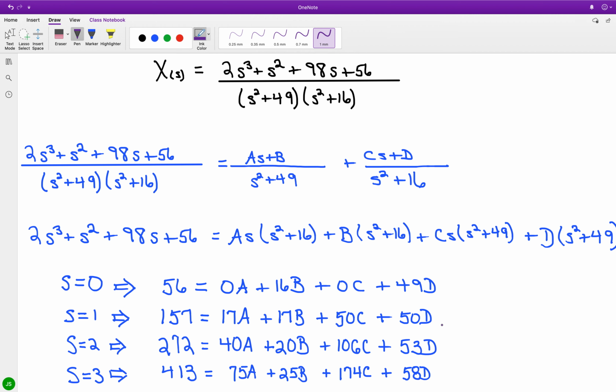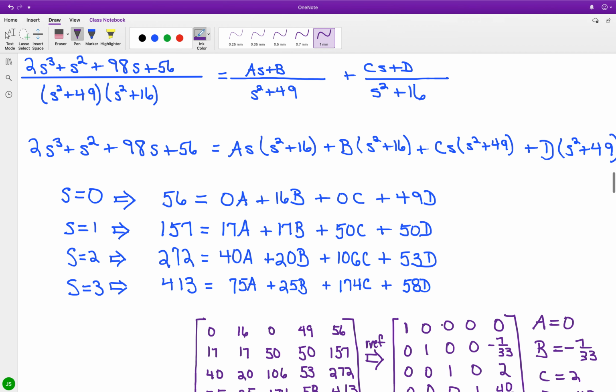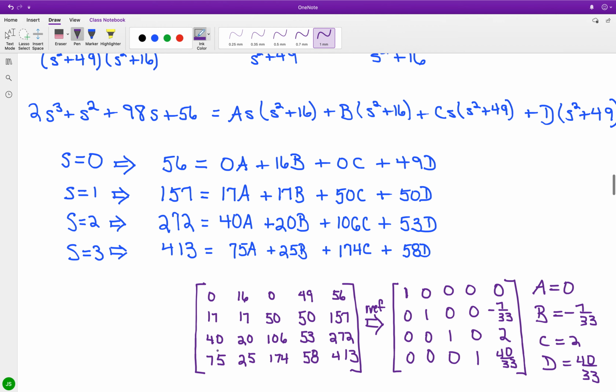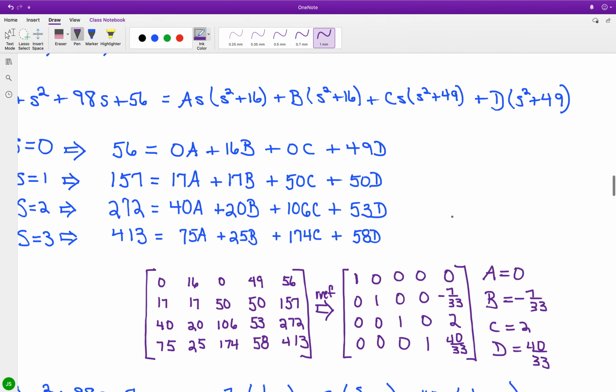And again, setting up as a matrix where we have at the front the A term coefficients, second column B term, third column C, fourth column D. The last column has the values to which each equation will be set equal, and applying the reduced row echelon form, you have A is negligible, B is at negative 7/33, C is going to be at 2, and D we have at 40/33.